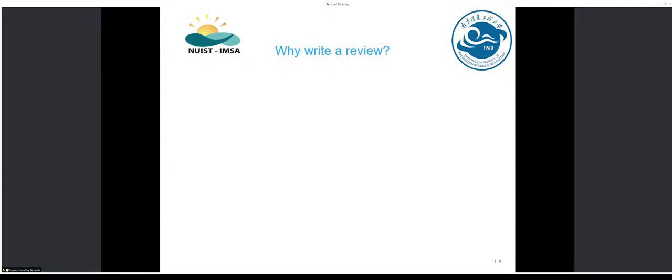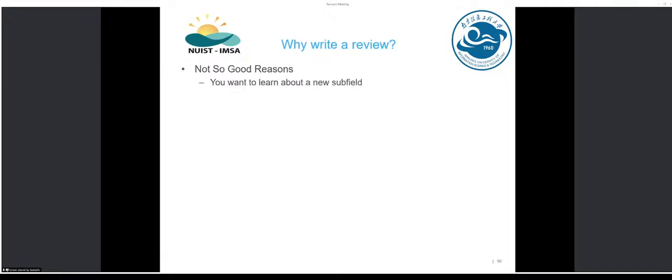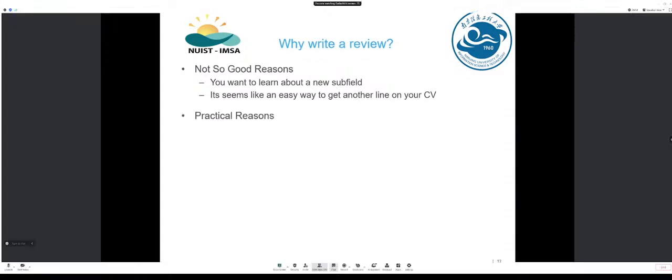Now, why write a review paper? Most of you here would write a review paper because you want to learn something about a new field, or it is just an addition to your CV, to uplift your CV, to make your CV look good. You can write a review paper for that. So these are not very good reasons, but the practical reasons for writing a review paper are these.